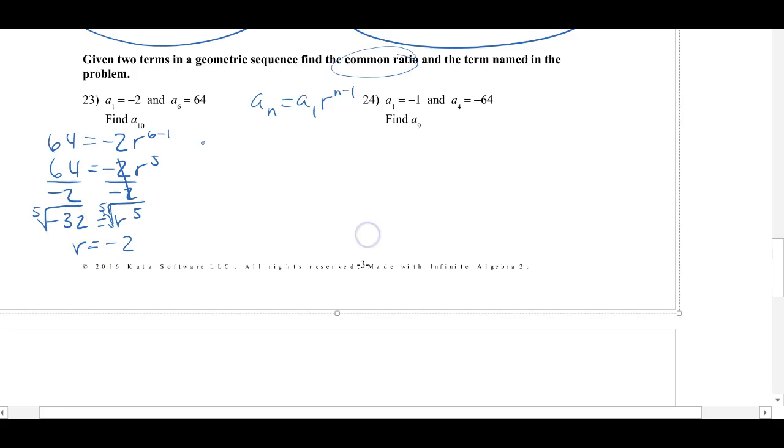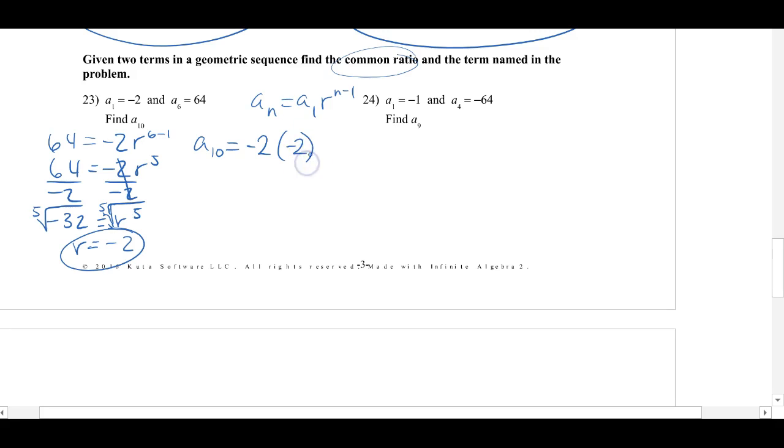So now I just take my formula, and I want to find the 10th term. So I plug in the first term times, now I know the ratio. That was the first part. And I multiply -2 times the ratio, -2, raised to 10 minus 1, or n minus 1. Okay, so now it's -2 times -2 raised to the 9th. So I'm probably going to use the calculator for this one, because I don't know what -2 to the 9th is.